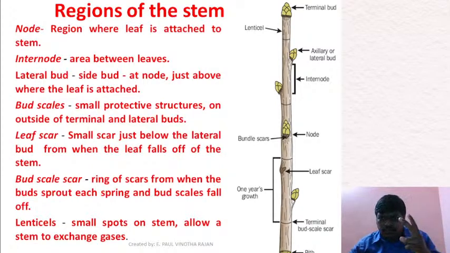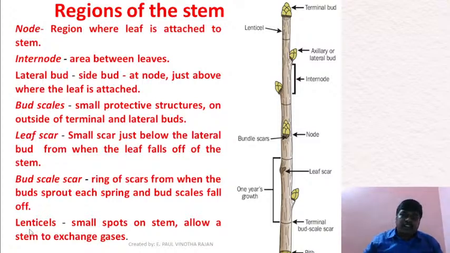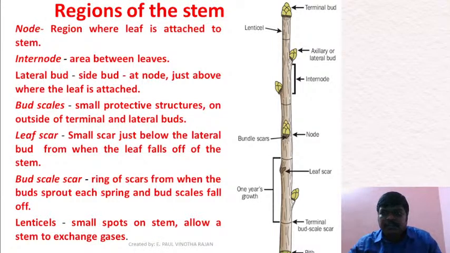Children, I'll give you 2 minutes. Just note down the regions of the stem here, like pith, the leaf scar, the node, internode, lenticels, everything that's given here, 1, 2, 3, 4, 5, 6, 7. Make a note of all these points. I'm going to explain in detail. Just note down the headings alone. Don't write anything else.